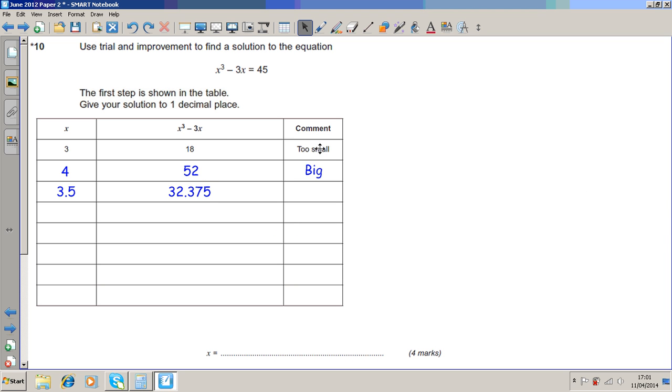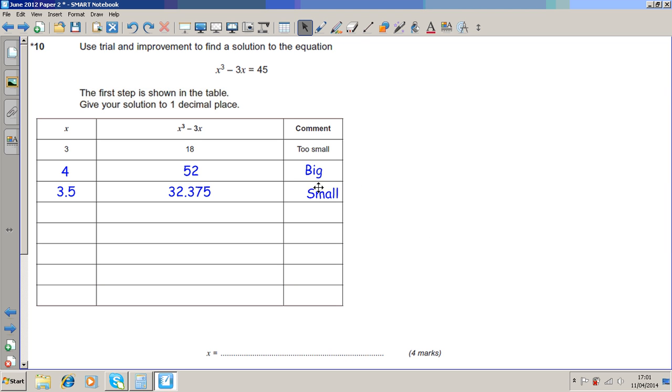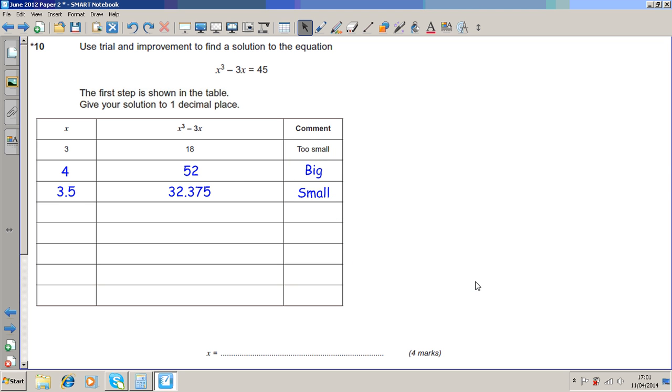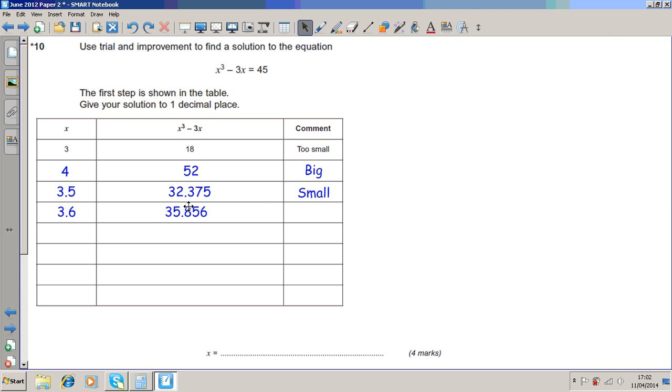Too big, too small. That's too small. Our target's 45. So that is definitely too small. So 3.5 is too small, let's go 3.6. 3.6 cubed minus 3 lots of 3.6 is 35.856. Now I wouldn't be rounding at this point, I'll be leaving that to be the whole number. There's no point rounding it. That's too small.